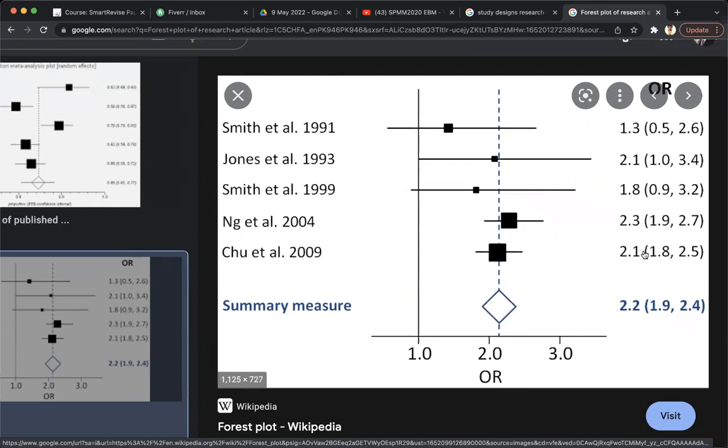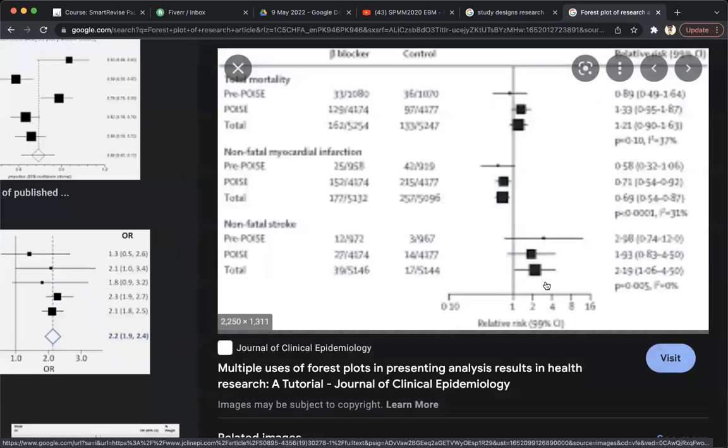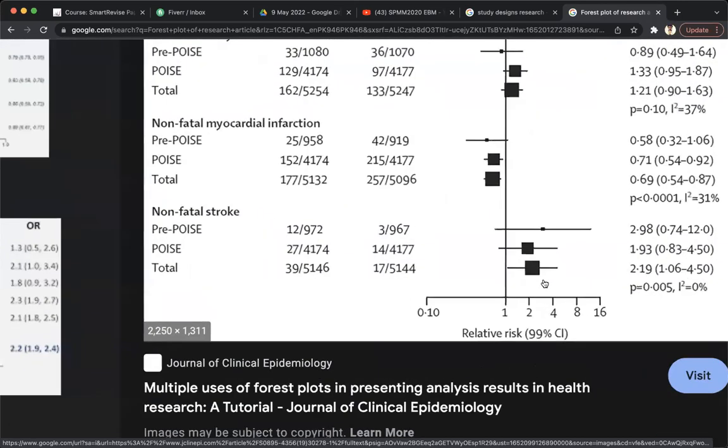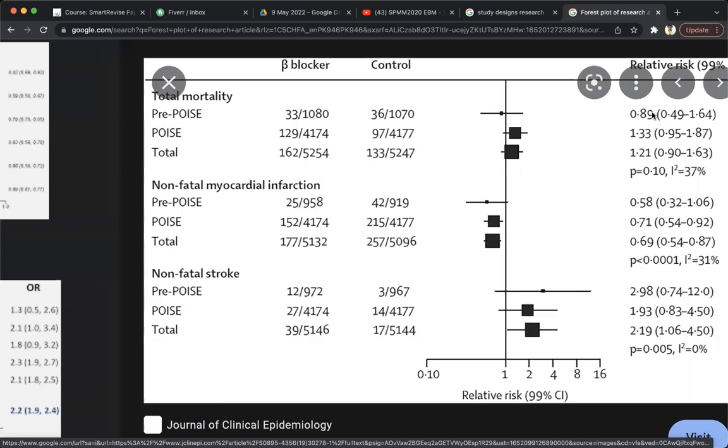Similarly, if we see this one, what value do we have here? Relative risk. What is the point of no difference for relative risk? It is 1. It is a ratio. So as you can see, is this significant? No. Is this significant? No. Is this significant? No. No.